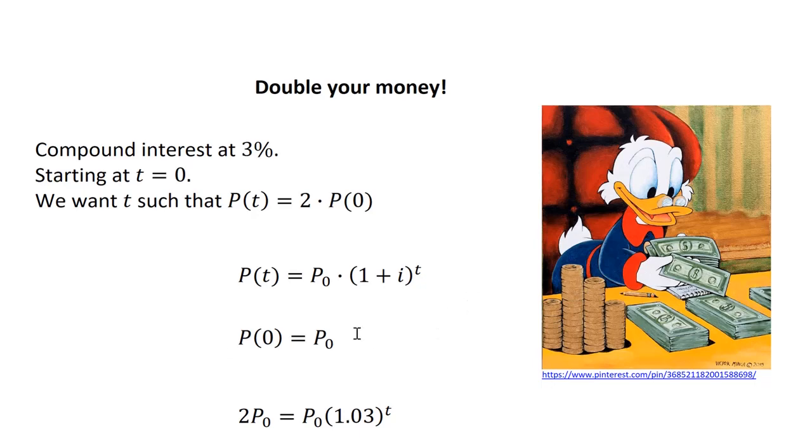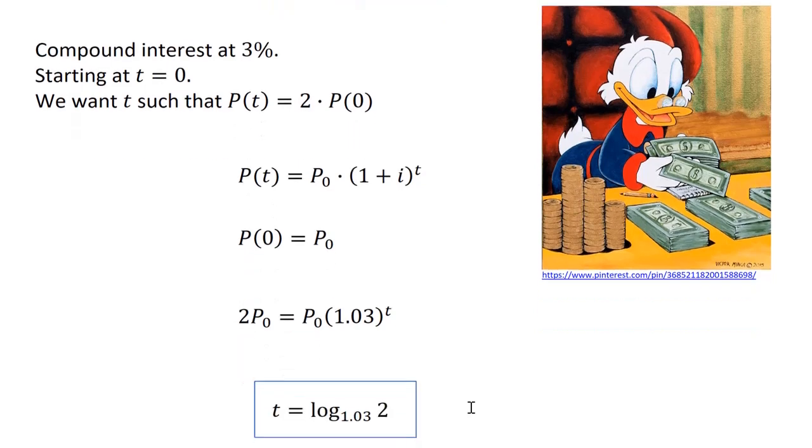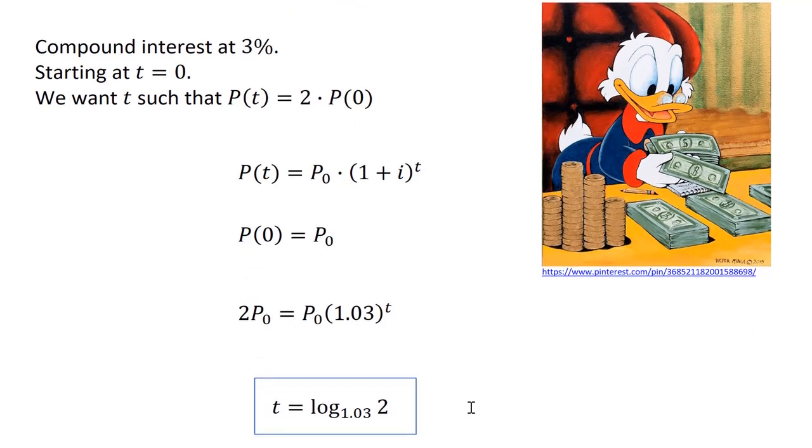We first substitute 0 and obtain P(0) = P0. The next thing we do is substitute our interest rate in, and we obtain 2 P0 = P0 times 1.03^t. And we see, solving for t, that t = log base 1.03 of 2. And that will be how long it takes for us to double our money.